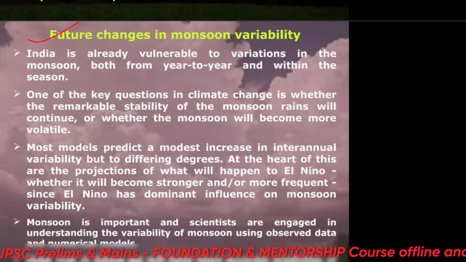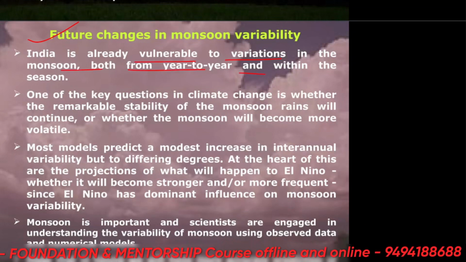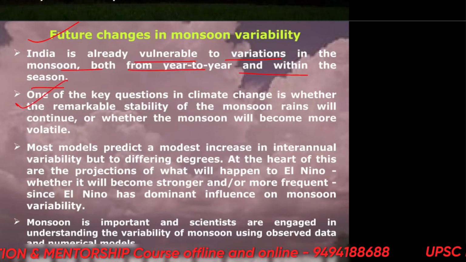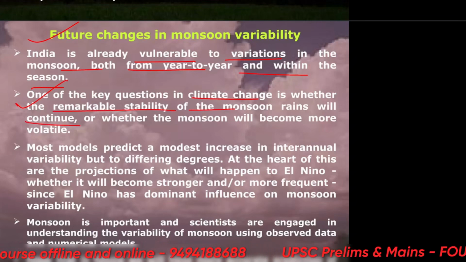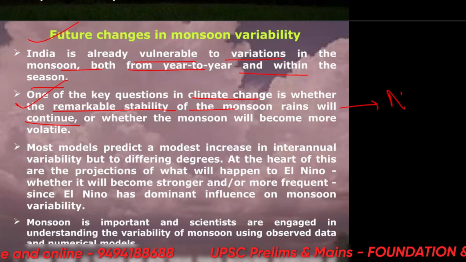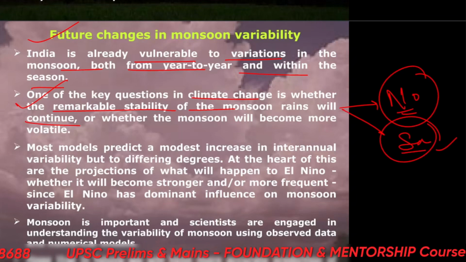One topic is future changes in monsoon variability. So India is already vulnerable to variations in the monsoon, both from year to year and within the season. One of the key questions in climate change is whether the remarkable stability of monsoon rains will continue. So it will not continue, alright, if the climate change takes place at the same pace.